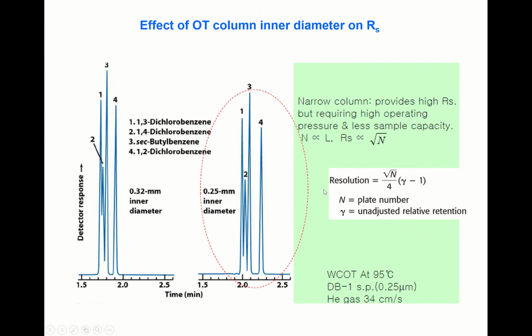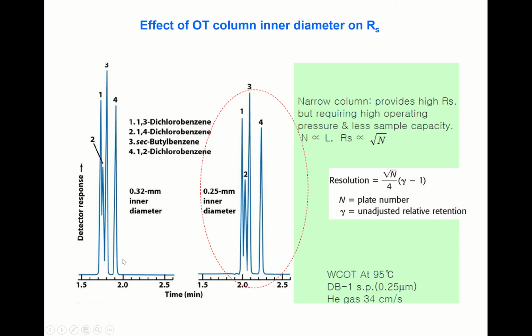Let's first consider the effect of open tubular column inner diameter on resolution. We will compare these two chromatograms. The first one has an inner diameter of 0.32 millimeter, and this one is 0.25 millimeter. Which chromatogram is better? Definitely this one, right?